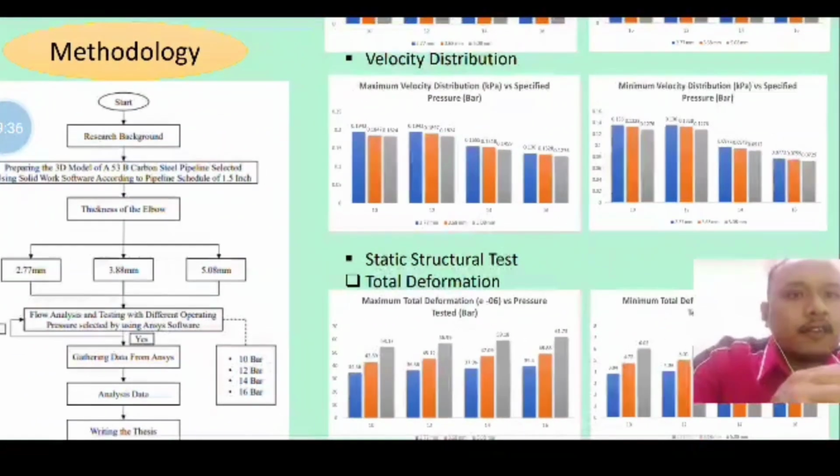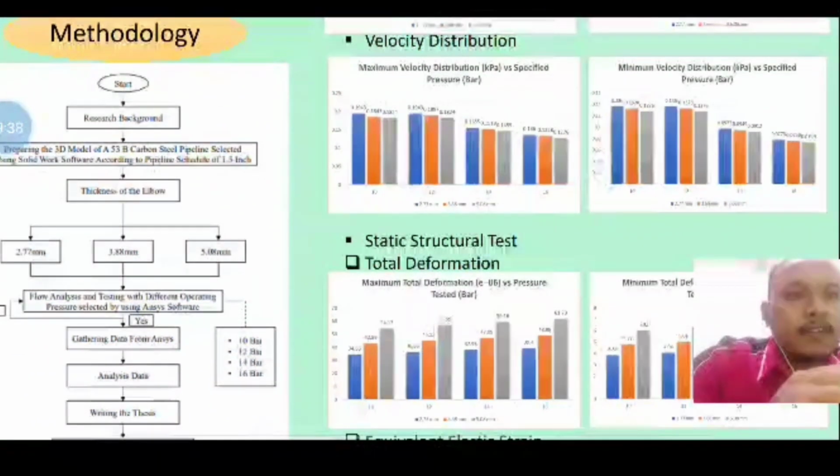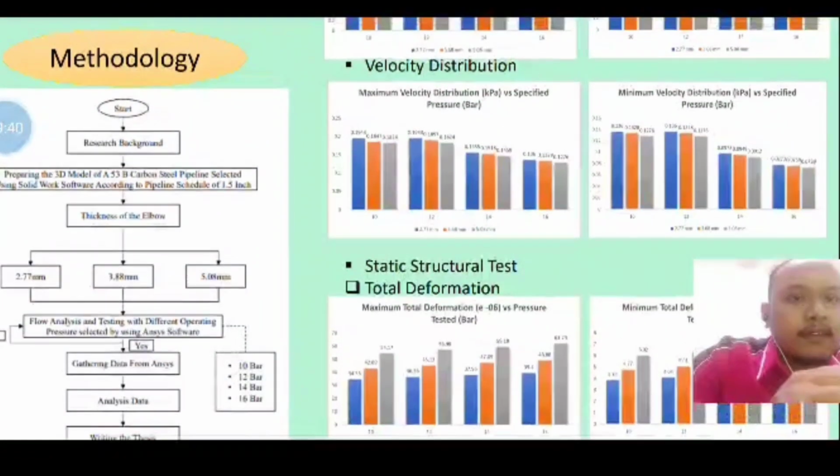Then velocity distribution, same as above. The left one is the maximum velocity distribution and the right one is the minimum velocity distribution. The value shows a decrease between the 3 wall thicknesses, and it also shows a decrease between the pressures tested for each wall thickness.